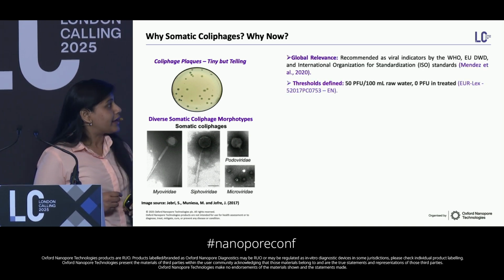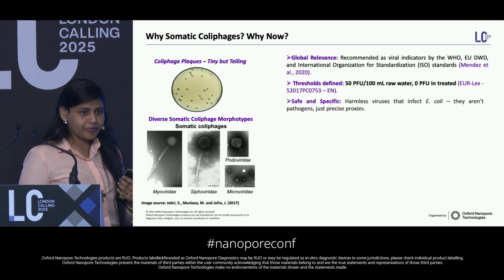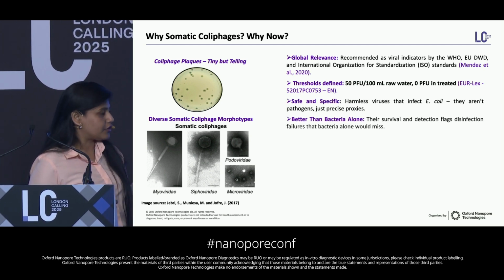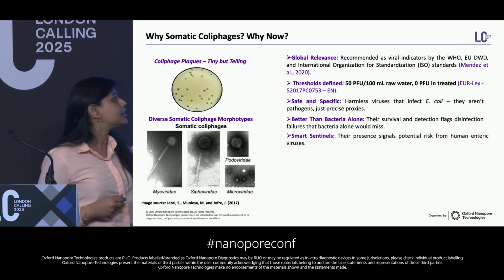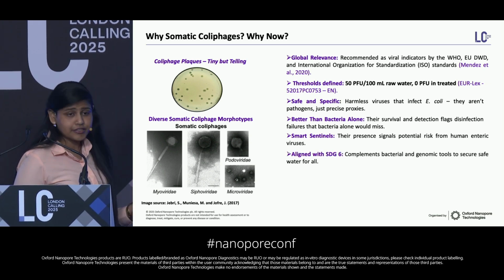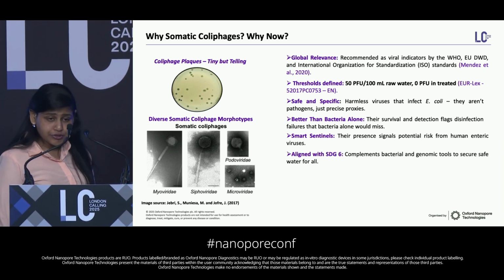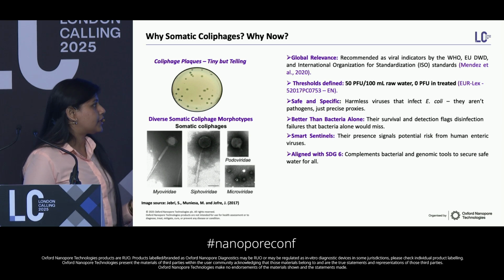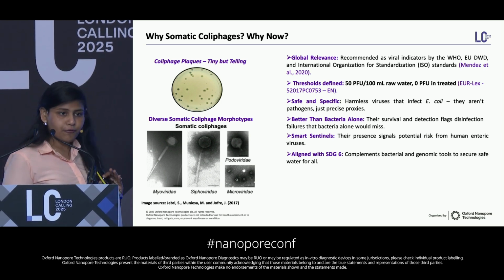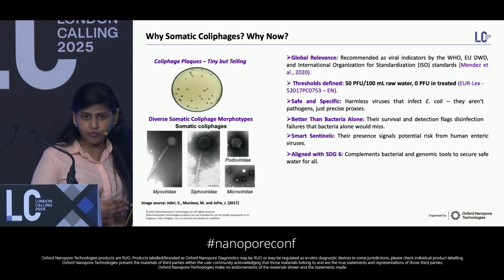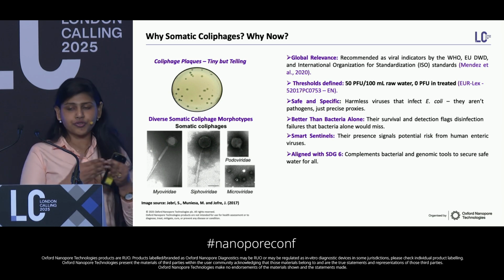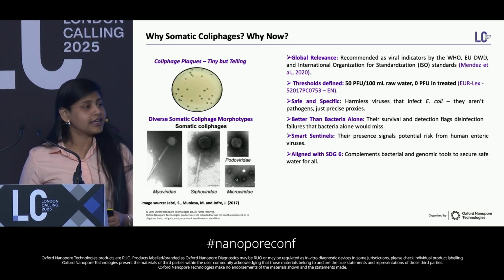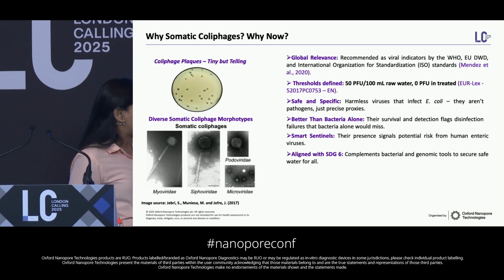First is why: because they are globally relevant now. They are being increasingly recognized by the European Union's drinking water directives, and also by the International Organization for Standardization. The thresholds have been defined: coliphages have to be 50 plaque forming units in 100 ml of the raw water that you are treating through the different interstages, and for the final water it should be 0 plaque forming units.